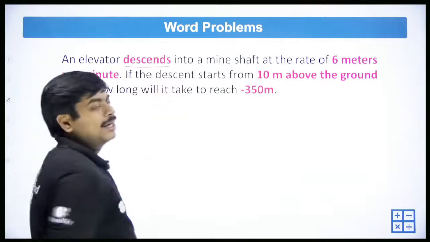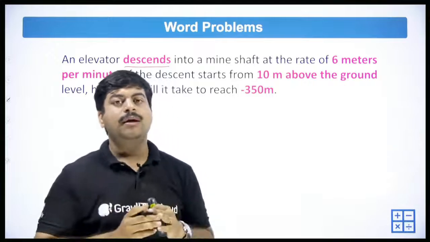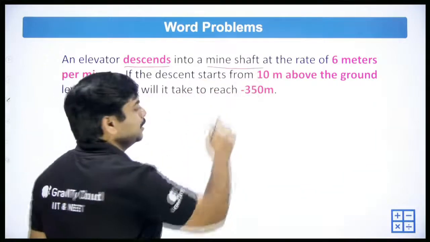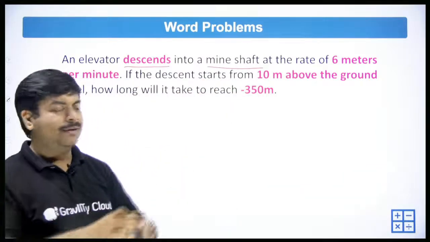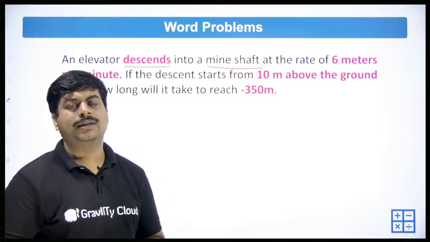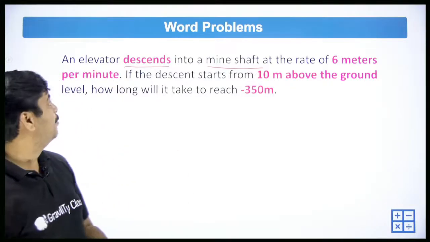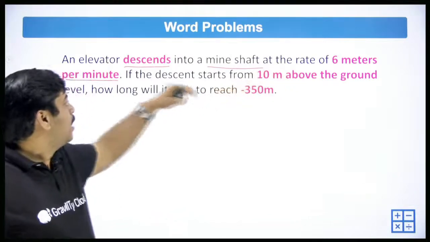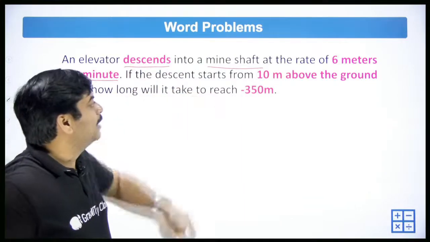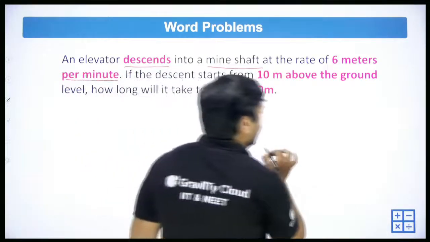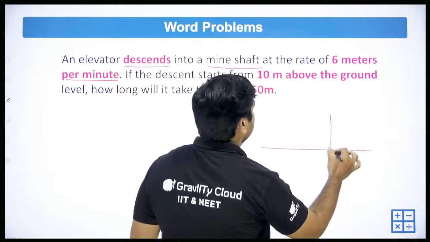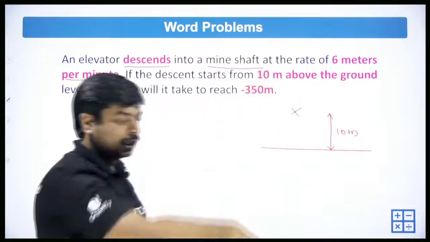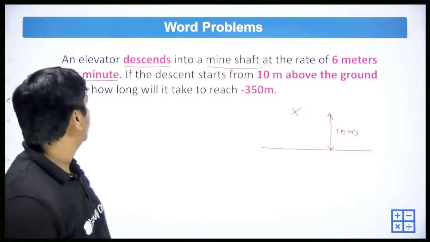Descends, what do you mean by that? Descends means going down. An elevator descends into a mine shaft. Mine means there is an area where you are doing mining. So it's moving down at the rate of 6 meters per minute. Every minute, it is moving at a rate of 6 meters. If the descent starts from 10 meters above the ground, so this is the ground here. Above the ground, we are starting from 10 meters. From this point, the elevator is moving down.